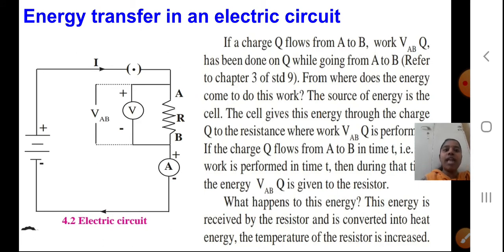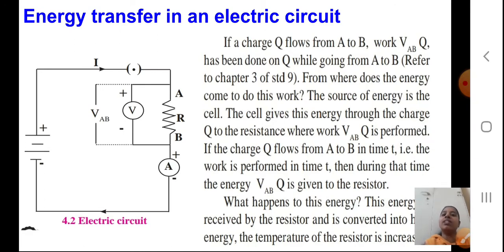Okay students, so what is happening exactly? The charge Q, when it is flowing from A to B in time t, work is performed in time t. Then during that time, what is the energy in the circuit? VAB Q, and this energy VAB Q is given to the resistor. Now what happens to this energy? It is converted into heat energy, and the temperature of the resistor is increased.